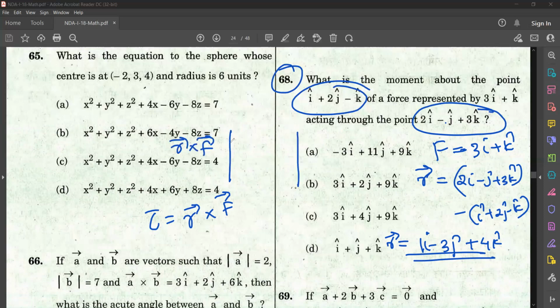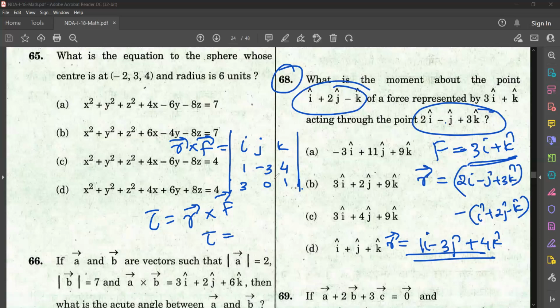Cross product means take the determinant. So r you are having 1, −3, 4. Then you are having 3, 0, 1 for f. There is no j, so 3, 0, 1. So do this. So tau you will get by just taking the cross product.